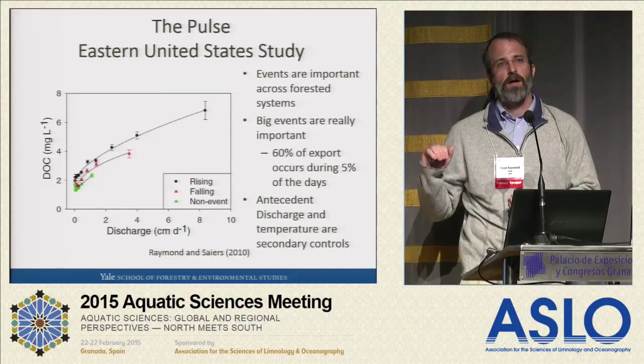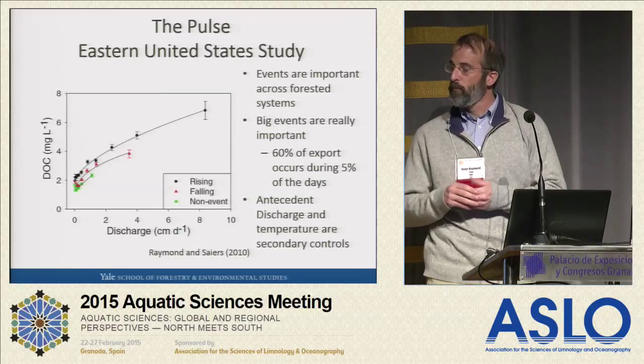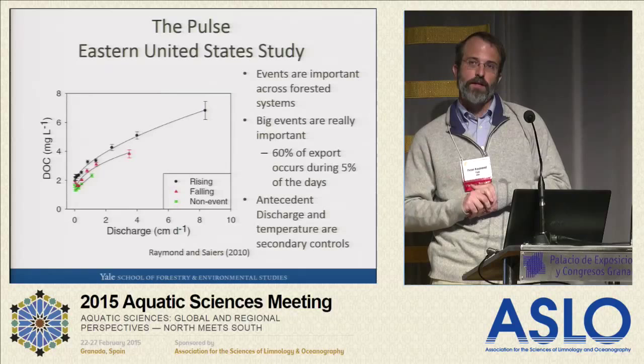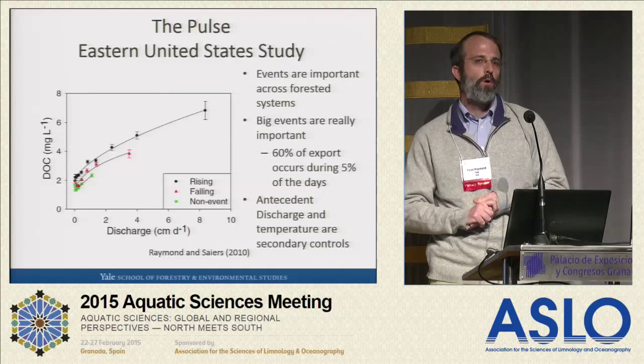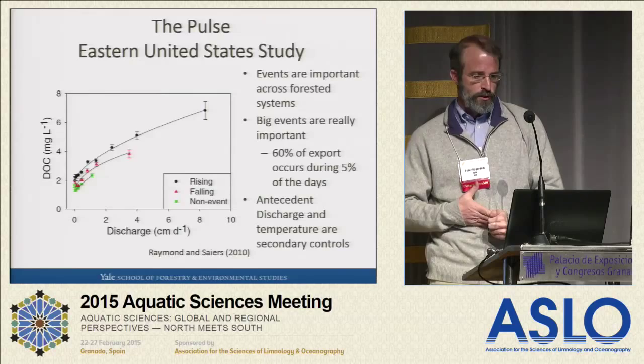And really, partly what we're interested in is how important they are from a mass transport point of view. And one way to think about it, as it's in the text there, is that 60% of the export for DOM from these small watersheds occurs during just 15 days of the year. So that sort of puts it in perspective.